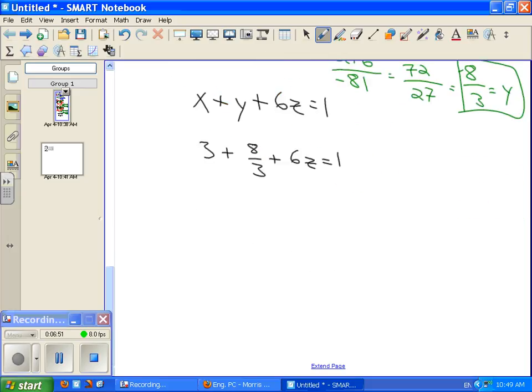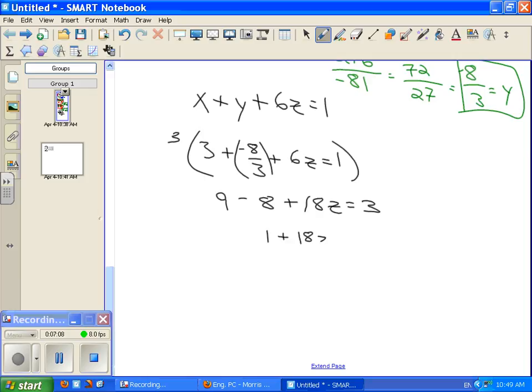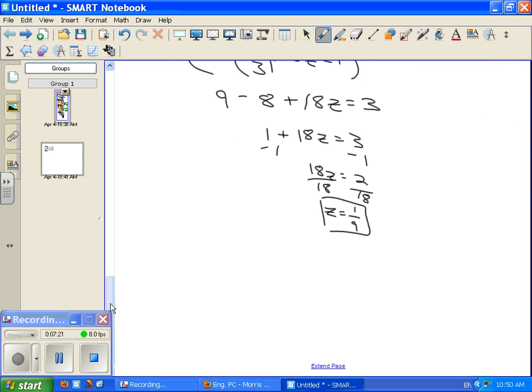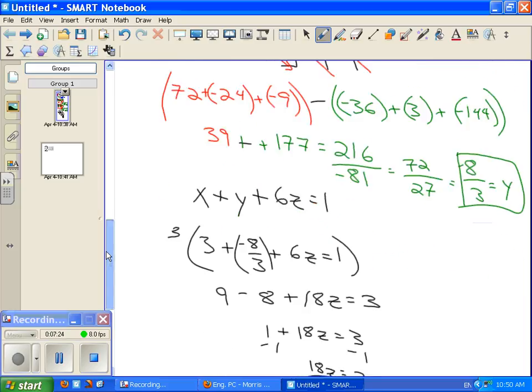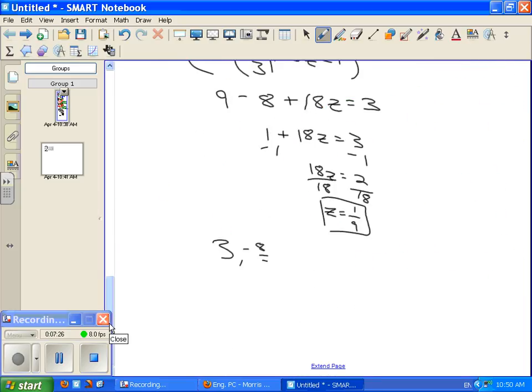All right, well, my x was 3 plus 8/3 plus 6z equals 1. All right, well, if I multiply everything by 3, just to get rid of that fraction off, 9 plus 8, negative 8. Man, what's wrong with me? Minus 8 plus 18z equals 3. All right, so that's 1 plus 18z equals 3. Subtract 1. So 18z equals 2. Divide by both sides by 18, and z is 1/9. So where all 3 of these things are going to intersect is going to be 3, negative 8/3, 1/9.